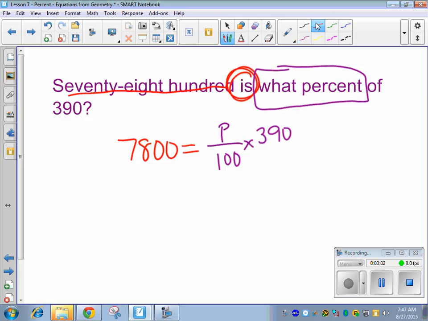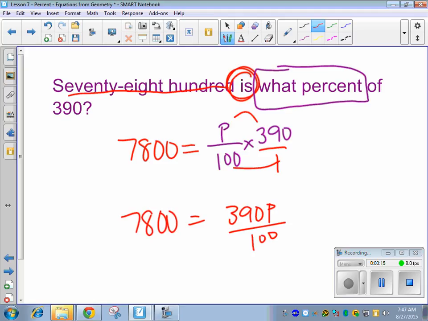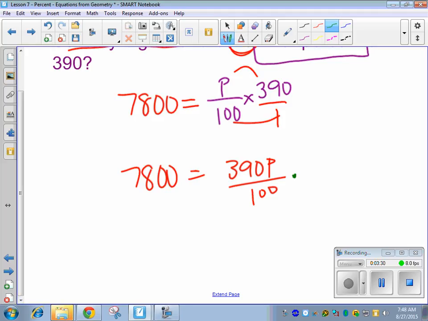All right, you could just do reciprocal here, but that confused some people, so I am going to show you one more little step right here. So 7,800 equals, I'm multiplying top to top and bottom to bottom. So that's the same thing as 390p over 100. Top to top, and I just put the 390 in the front of the variable, and then bottom to bottom. Okay? You don't have to show that step because you could technically just do reciprocal right away. But now I'm going to do the reciprocal. So I'm getting this variable by itself, which means I need to get rid of this fraction. So I'm going to multiply by 100 over 390.